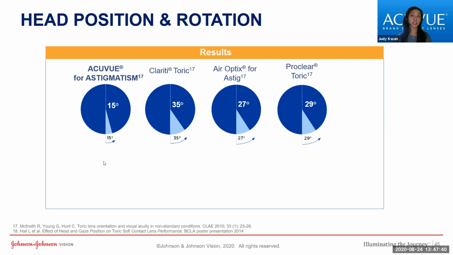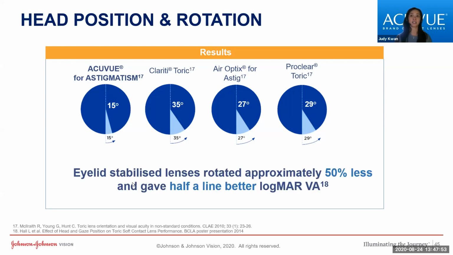And assuringly, our AccuView contact lens, because of the eyelid stabilized design, because it uses the blink and the eyelid to keep it stable, it didn't rotate as much when we put our head to the side. In fact, it was half as much as the other lenses, which actually equated to providing our patients with half a line better in vision.